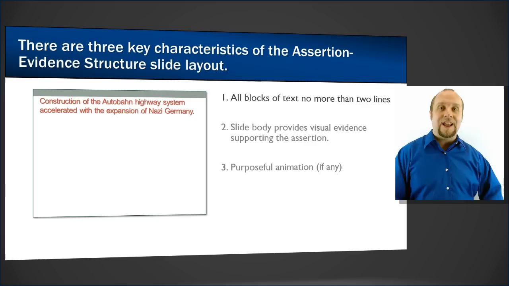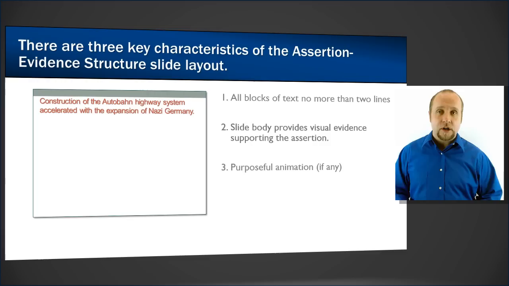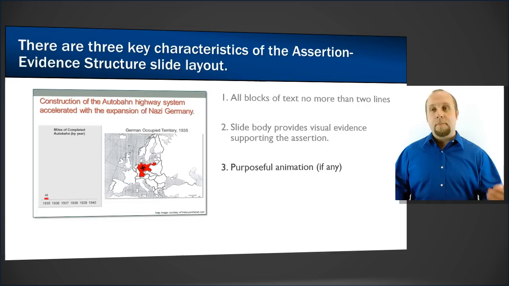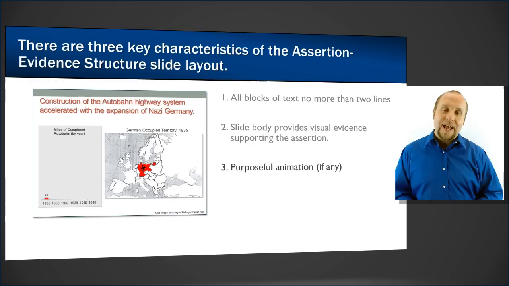The second key characteristic of an assertion evidence structure slide is that the slide body should provide visual evidence that clearly supports the assertion. And finally, if you use animation in an assertion evidence slide, it should be purposeful. So it should actually help the audience better understand the information on the slide.